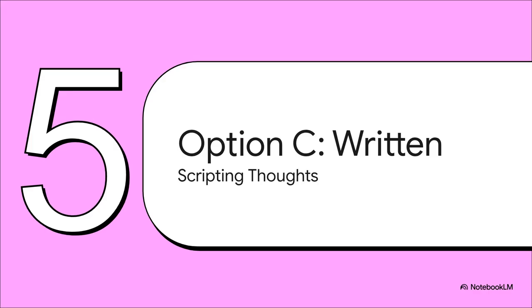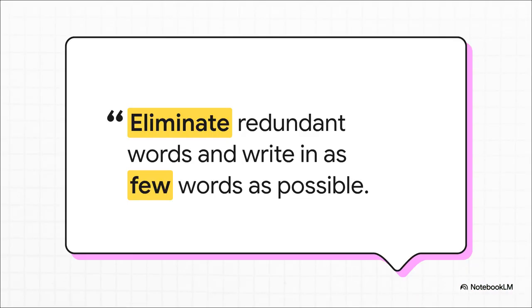Section 5, Option C, the written review. Scripting your thoughts. This is your path if recording just really isn't your vibe. But remember, written definitely does not mean boring. So what's the golden rule from our script writing source? Eliminate redundant words and write in as few words as possible. When you're doing a written presentation, you have to get straight to the point and pack a punch. You want to hook your reader instantly. So if 5 words get the job done perfectly, don't use 20.